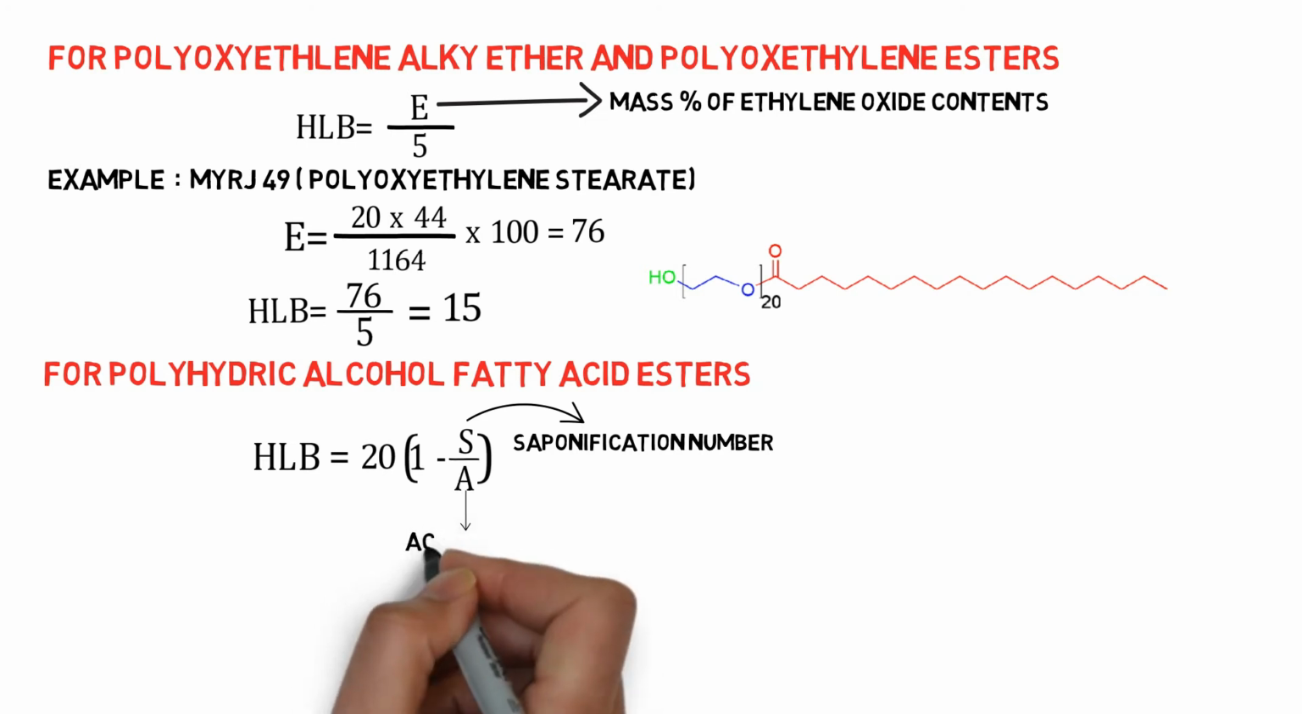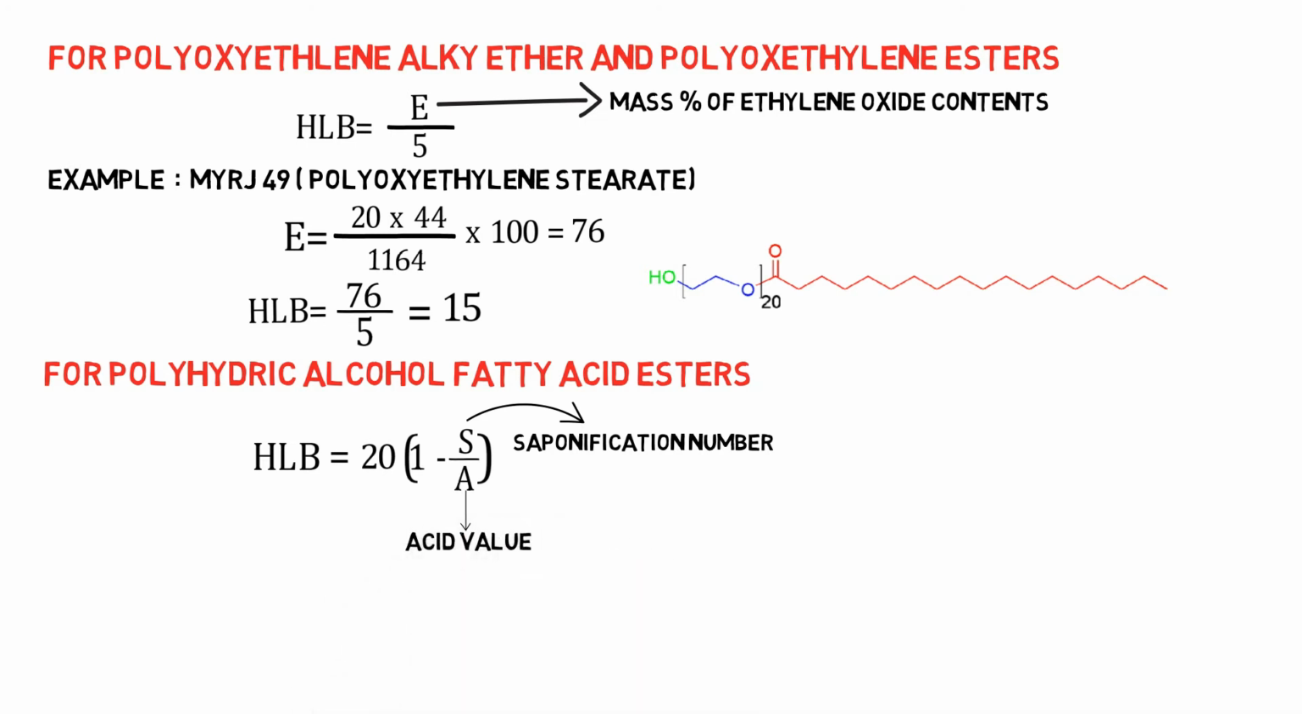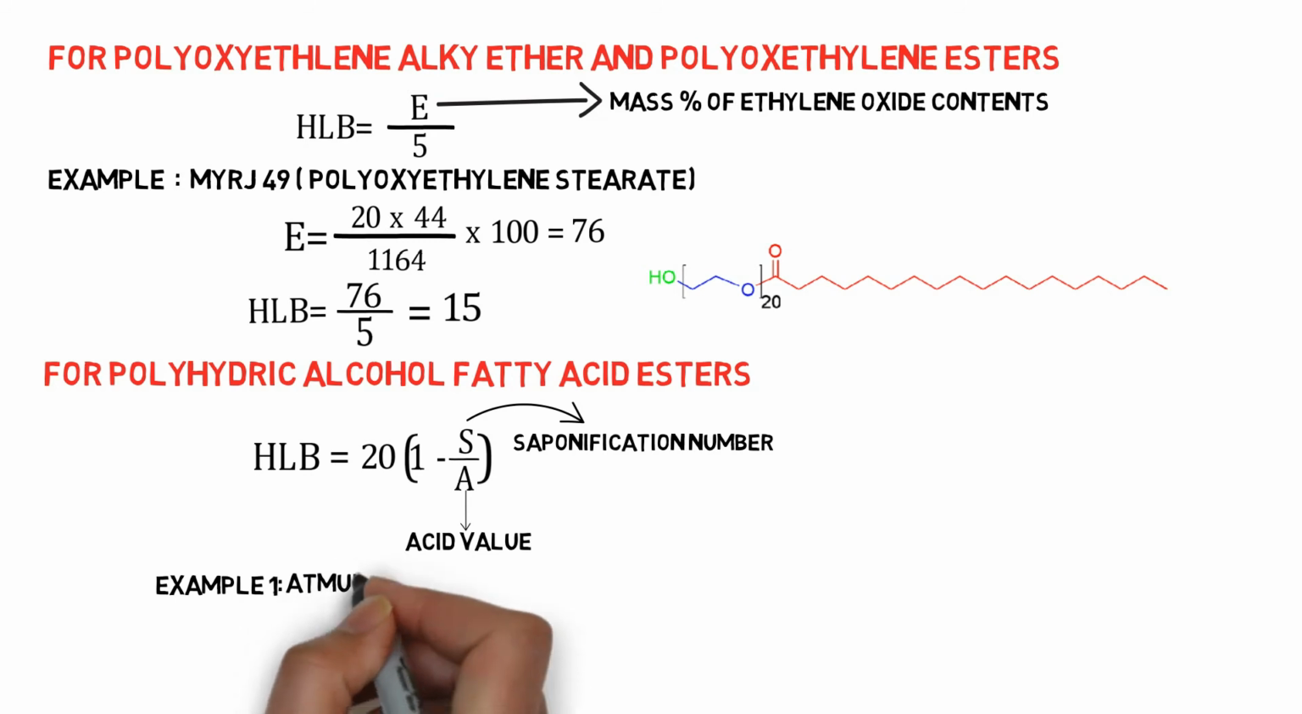In this formula, A stands for acid value. It is defined as the amount of potassium hydroxide in milligram needed to neutralize 1 gram of sample. Actually, it is the measure of free acid or COOH group in a sample. Now let us see, with the help of an example, how this formula works.